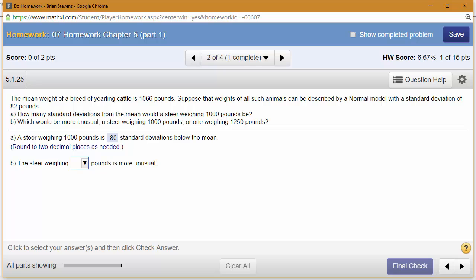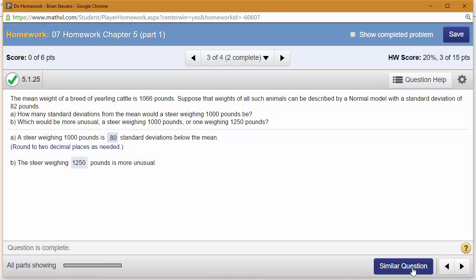To figure out which one is more unusual, you just need to figure out which one is further away from the mean in terms of standard deviations. And if you look, this mean right here is closer to 1,000 than it is to 1,250. You can do the math if you like, but 1,250 is definitely more unusual because 1,066 would be closer to 1,000. Whatever is further away from the mean would be more unusual and have a higher z-score.